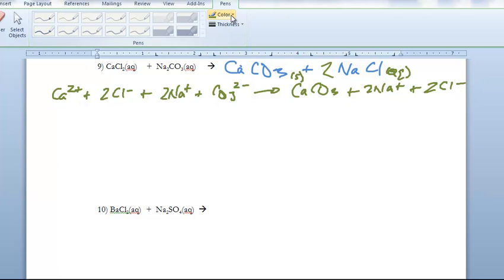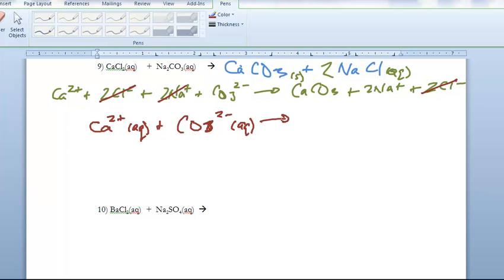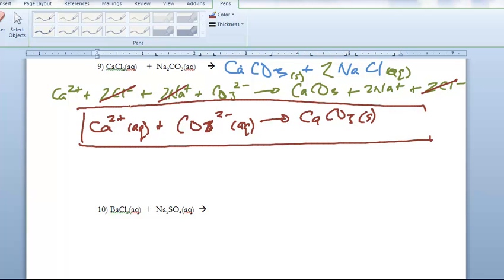Okay, great. All right, now let's do some cancellation. Let's see, we've got 2 sodiums on this side, 2 sodiums on that side, 2 chloride ions on both sides, and then what drops out are the calcium cation and the carbonate. Oops, sorry about that 3. That's aqueous, and that leads to solid calcium carbonate. Okay, there we go. Net ionic equation.